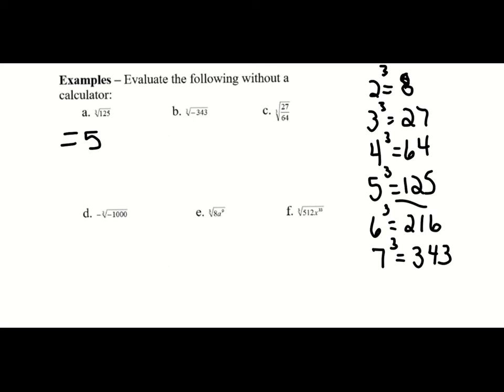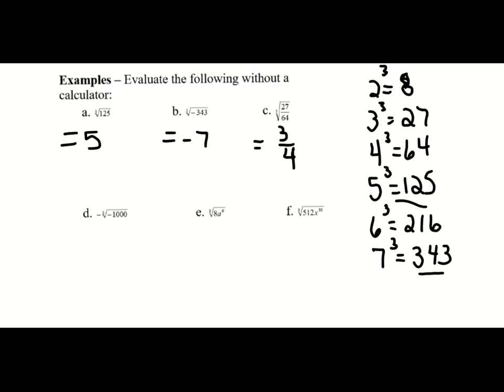The cubed root of negative 343. Well, I know that the cubed root of 343 is 7. So negative 343 would be negative 7. For C, it's a fraction, but they're both perfect cubes, so I can take the cubed root of each. The cubed root of 27 is 3, and the cubed root of 64 is 4, so my answer would be 3/4.